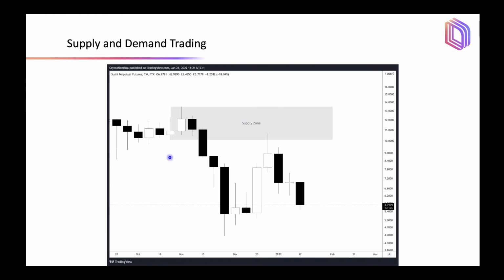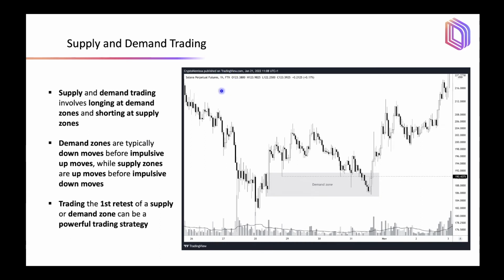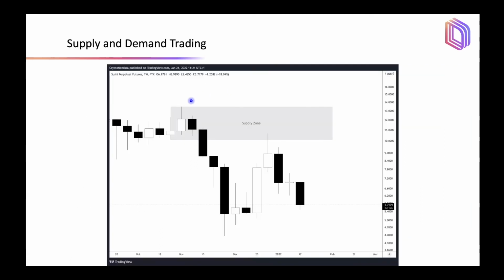So another example here, this is on the weekly, and this was in the 1 hour. So it's good to show you different time frame examples. Here we have SUSHI and we have a supply zone. So big impulsive down move, and what we have before is an up move. So this is going to constitute your supply zone. And as we can see, there's a retest of the zone, and then we proceed to move down.